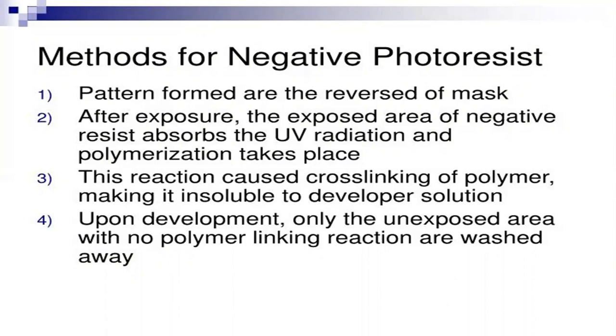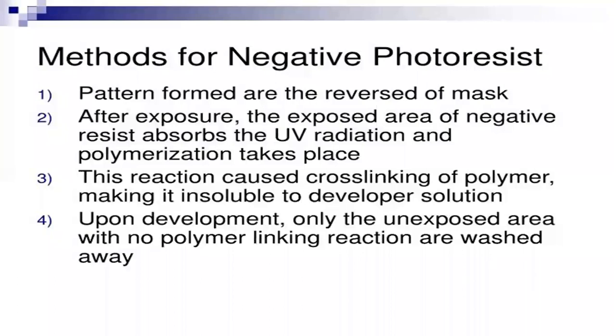Any exposed area placed on the negative photoresist should absorb the UV radiation and polymerization takes place. In the positive photoresist, any exposed area should be removed. So that is the difference between the positive photoresist and negative photoresist. This reaction causes cross-linking of the polymer. So in this negative photoresist, I am using the cross-linking of polymer.